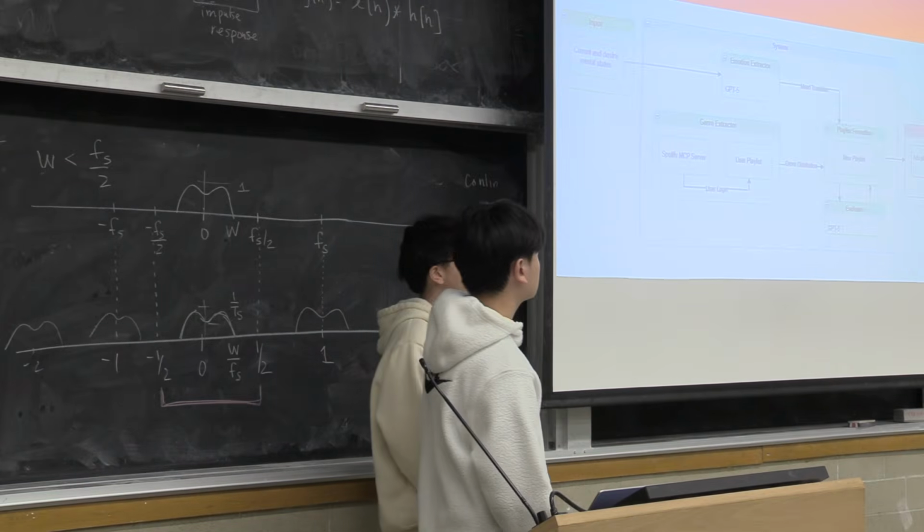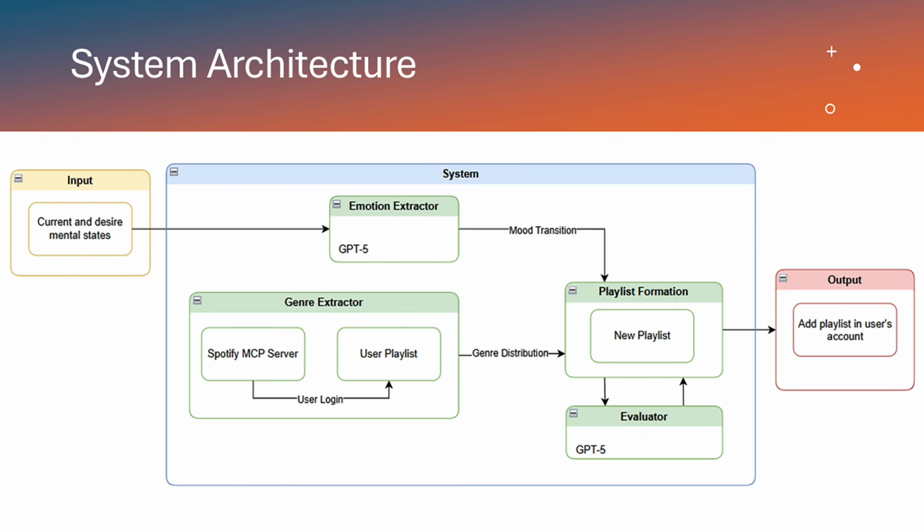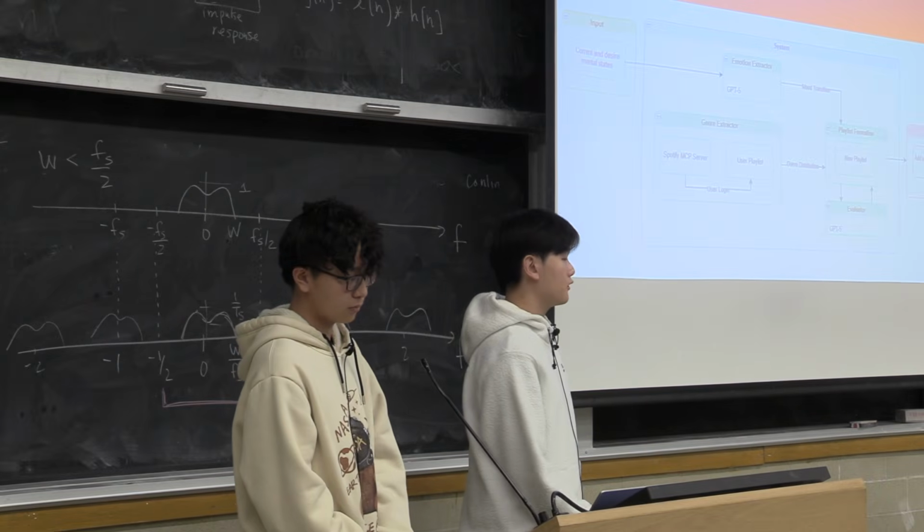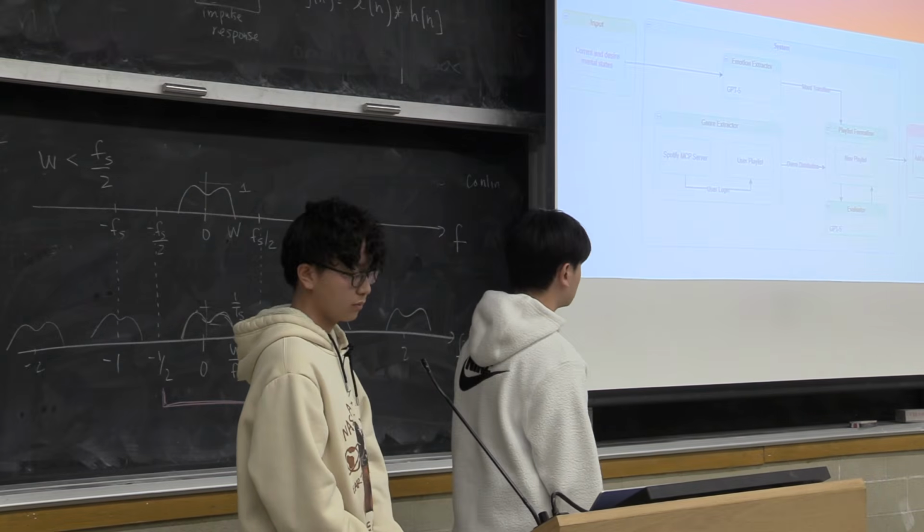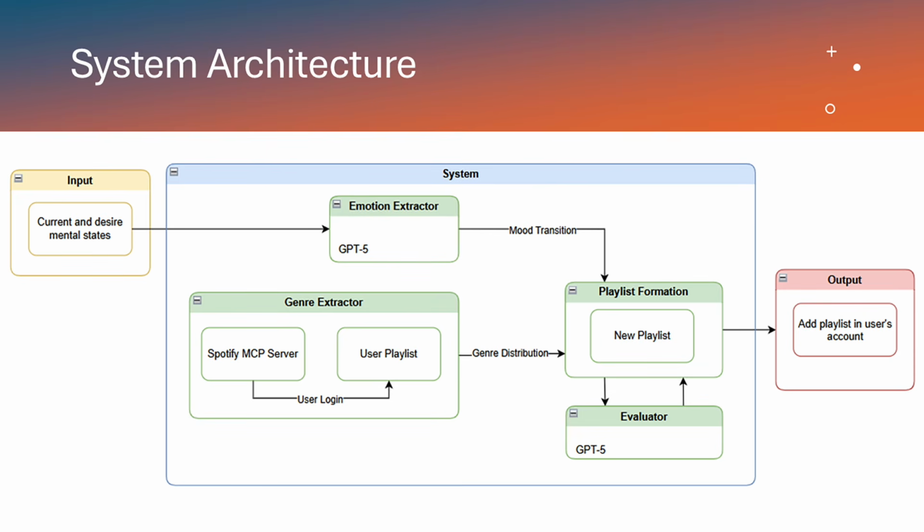This is the architecture of our system, where the emotion extractor takes input of current and desired states from the user. It determines the start and target emotion labels and gives a mood transition curve, which is used during playlist formation. Below the emotion extractor is the genre extractor, which calls the Spotify MCP server and asks the user to log into their Spotify account to authorize the system to access their existing playlists. From those playlists, it gives a genre distribution, which is also used during formation. The new playlist will be formed and accessed by the evaluator and then finally uploaded to the user's Spotify account.